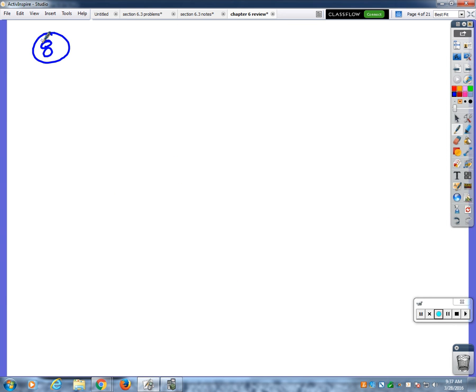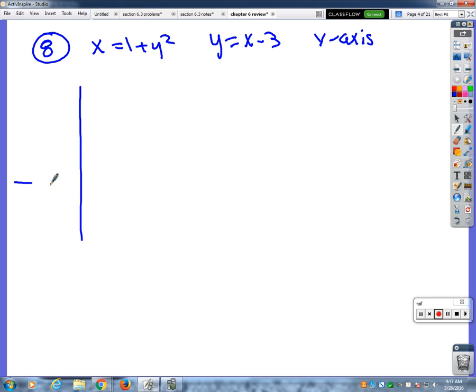It's like you erase your time volume, and it's x equals 1 plus y squared, and then y equals x minus 3, plus the y-axis. And you solve for x, right? So what I did, I added 3. Okay, so x equals 1 plus y squared is going to look like this, and then y equals x minus 3 is going to look like this.